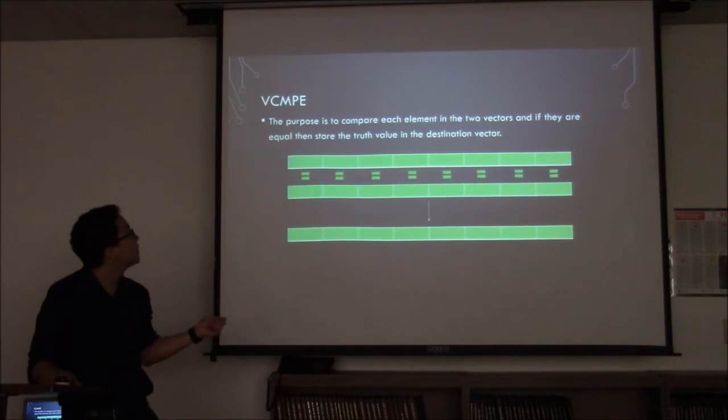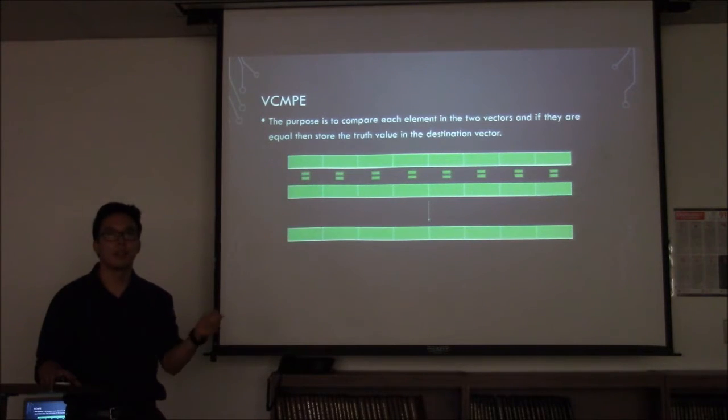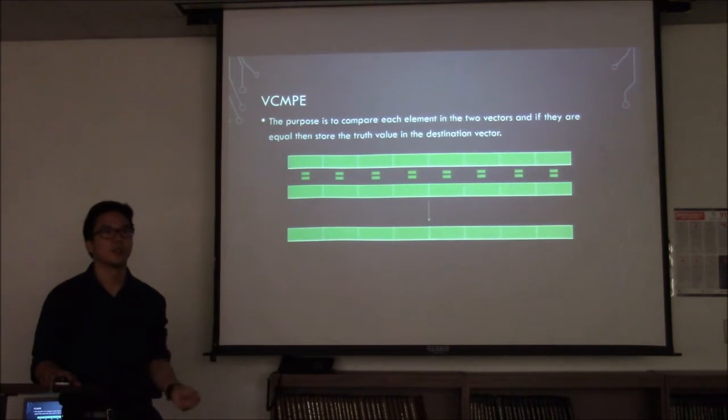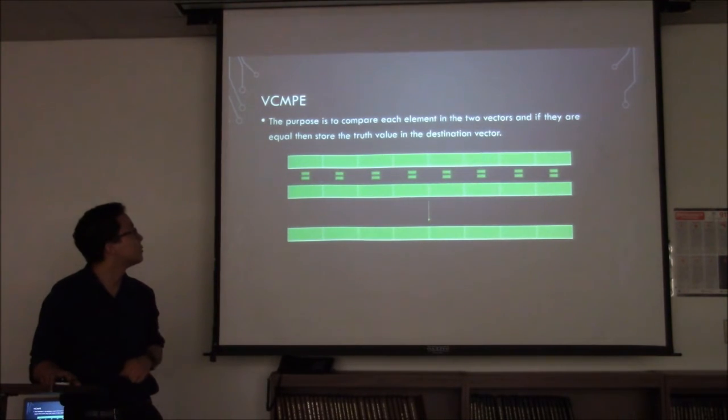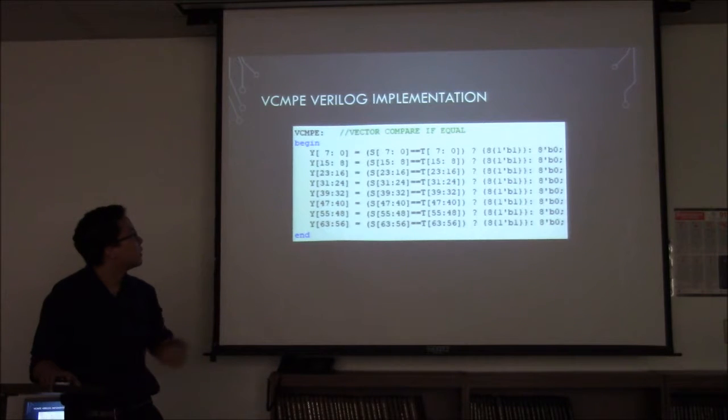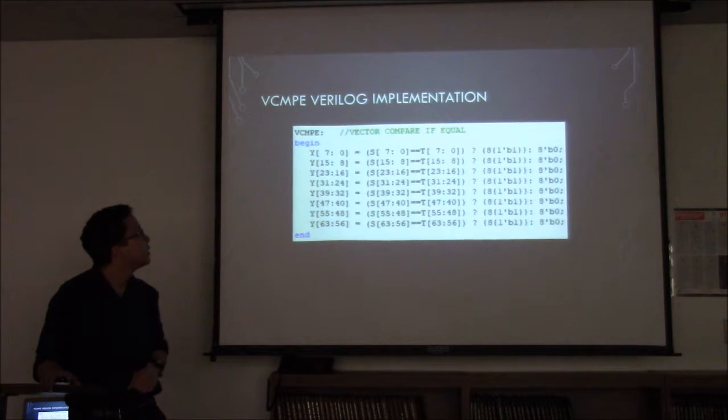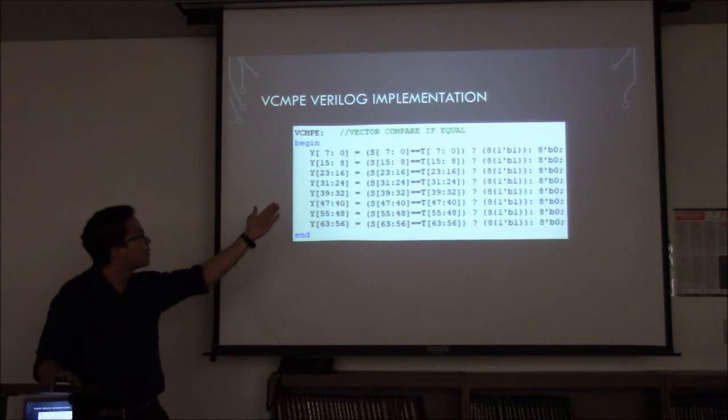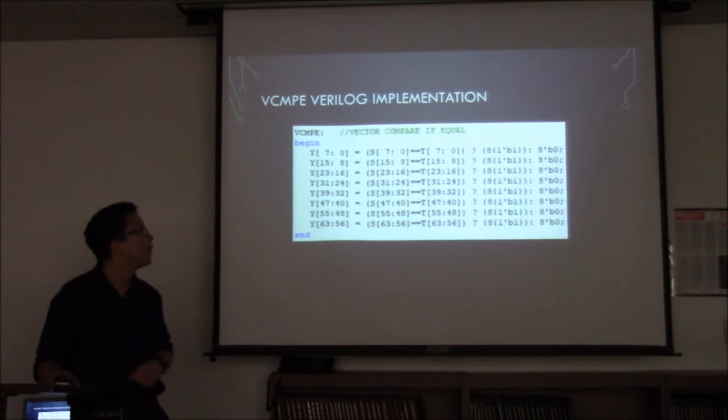Compare if equal vectors. So compare each element of the 2 vectors, and if they are equal, then you store a 1 in the corresponding element. If they don't equal, then you store a 0. It's fairly simple. You check if the 8 bits are equal: if so, store 1, if not, store 0.